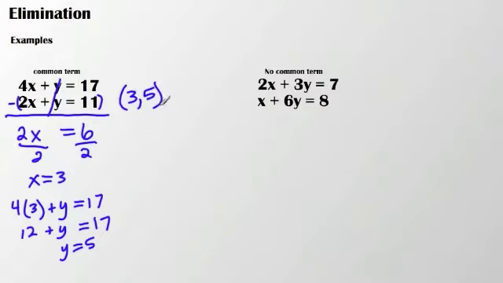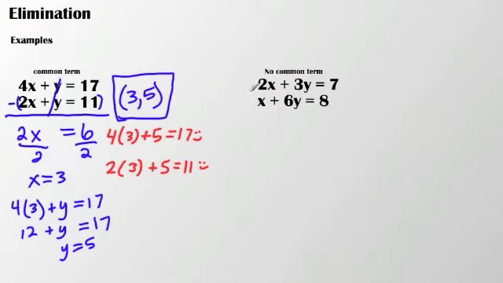Now a good strategy or a good suggestion is to plug this into both equations just to check your work to make sure everything makes sense. So if I plugged it into the first equation, I get 4 times 3 plus 5 equals 17. That's true. Also 2 times 3 plus 5 equals 11. So just a quick check to make sure that your answer is right.